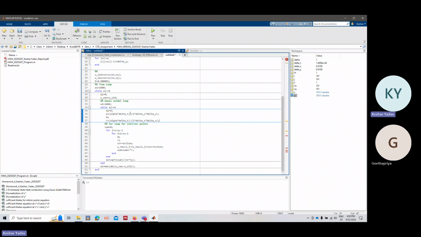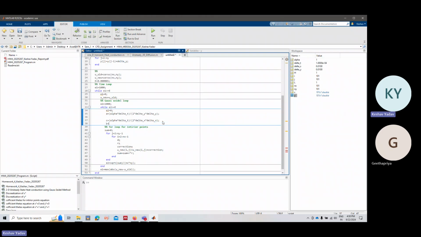Now I need to define the B. B is equal to -1 minus alpha delta T divided by delta X square minus alpha delta T divided by delta Y square. That was equal to -1 minus of A plus C. So I will define the B here. B will be equal to -1 minus A plus C.